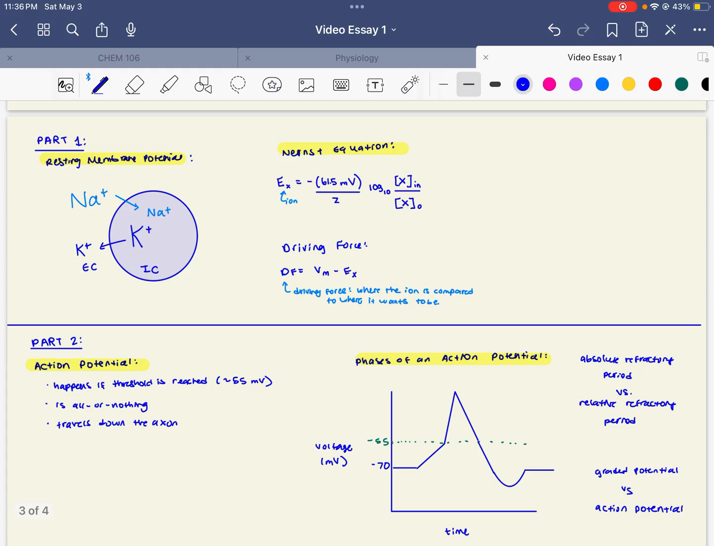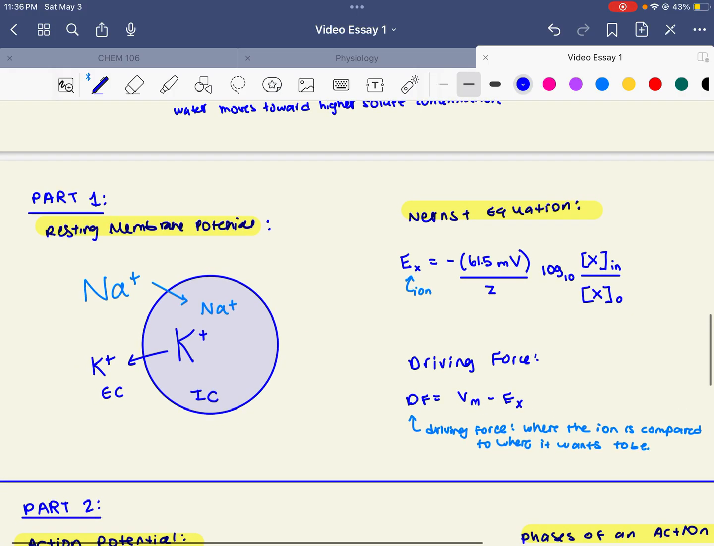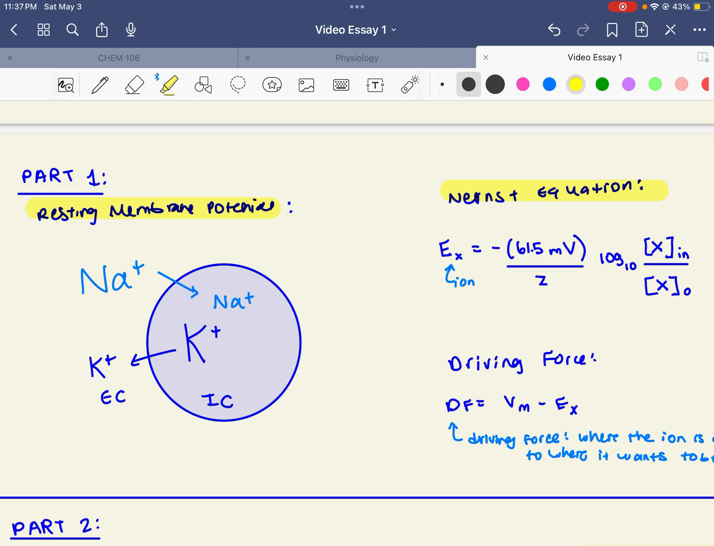So part 1, we have the resting membrane potential. Here we have a simple cell with potassium and sodium ions. Intracellular, we have the potassium, and extracellular we have the sodium. What is resting membrane potential? Resting membrane potential is the voltage across a membrane when a neuron is at rest. It's usually negative 70 millivolts in most neurons, which means the inside of the cell is more negative than the outside.